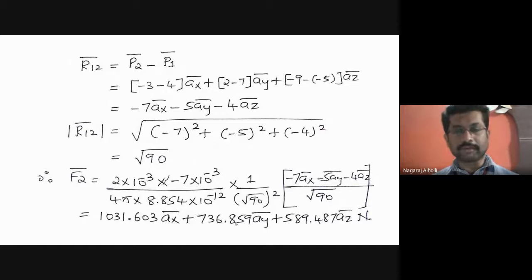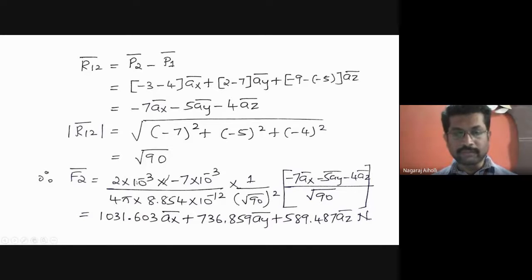Shall we move to the next problem then? So this is our R12 bar. Then R12 bar is minus 1 AX bar minus 5 AY bar minus 4 AZ bar divided by the magnitude, that is root 90. If you simplify this, first you have to find this value, whatever is outside the bracket, then multiply with this root 90, find out that also. So this completely will be in terms of a value.